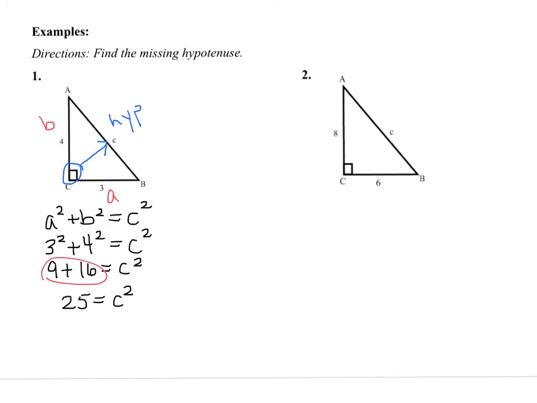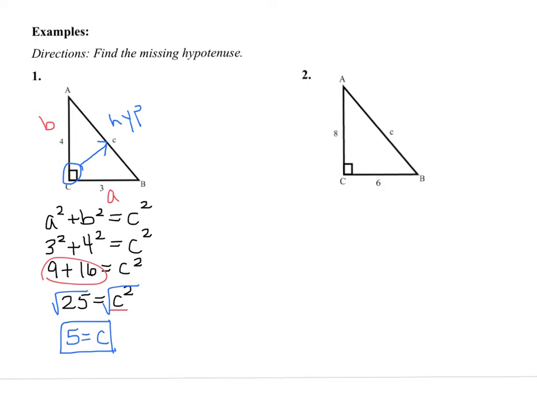Now lastly, we know 25 equals C squared, but you want to find C. So the opposite of a square is taking the square root of each side. So now the square root of 25 is 5, and the square root of C squared is C, because C times C equals C squared. So your answer is going to be 5 equals C.